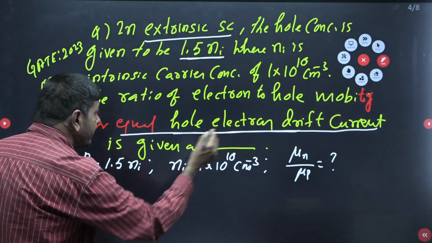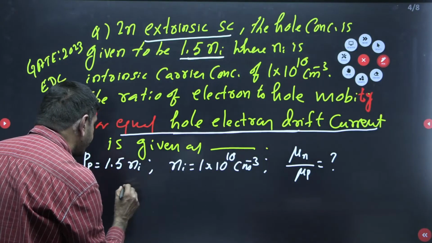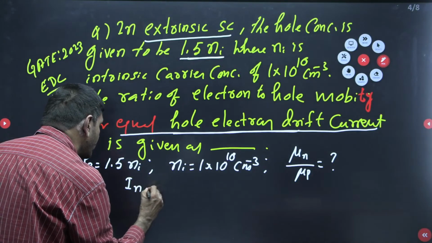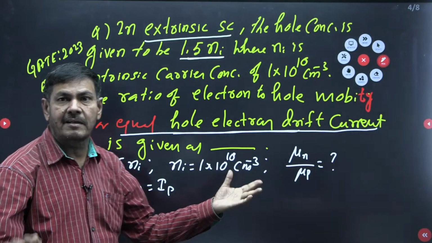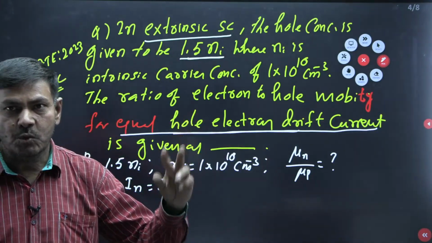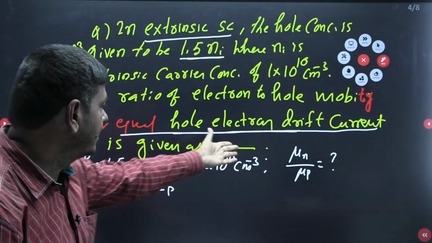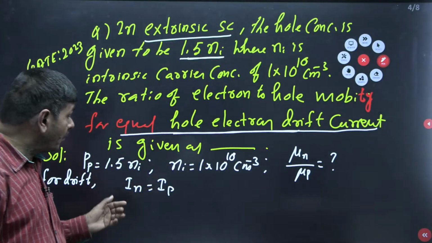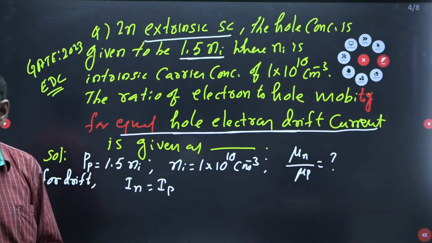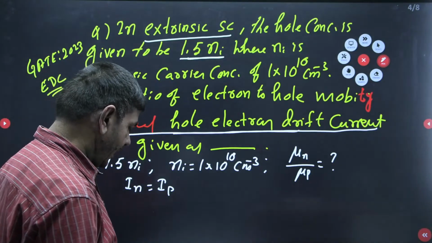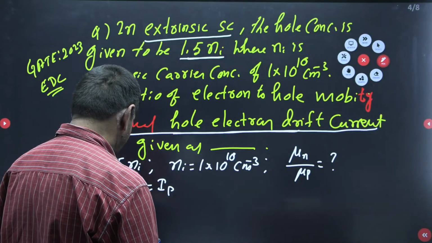The drift currents, hole current and electron drift current, are equal: I_N equal to I_P. Because the drift currents I_N and I_P are equal, as given now, you need to calculate the ratio only. But what is I_N and what is I_P is more important. In electronic devices and circuits, you know very well about the I_N and I_P values.